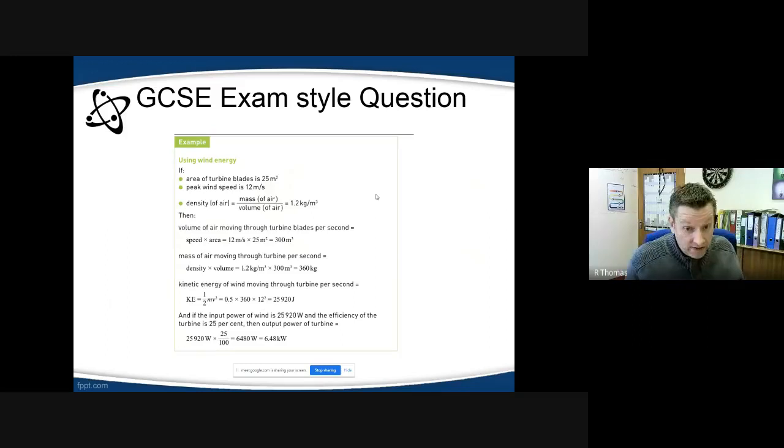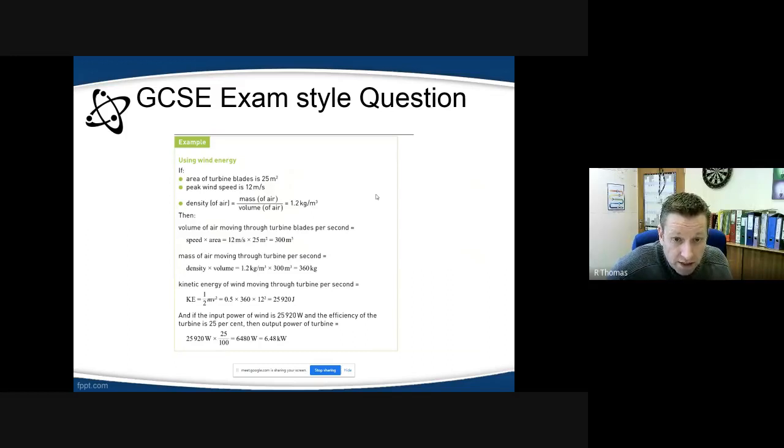here is a very tricky GCSE exam style question. I just want to show you it because I might give you one as part of your test. We're talking about wind energy, and they give us the area of the turbine blades. They give us the speed of the wind, and they give us the density of the air, okay? And we're going to work out the power of this turbine using that data.